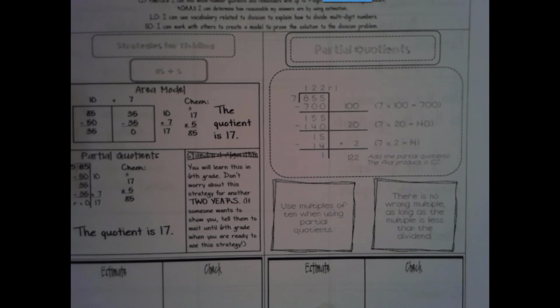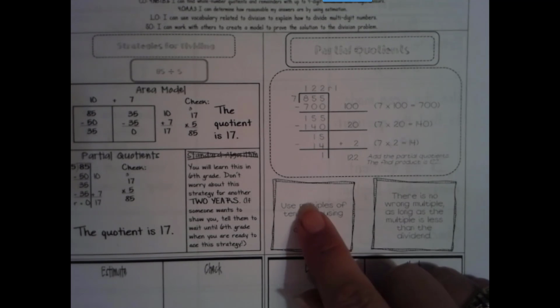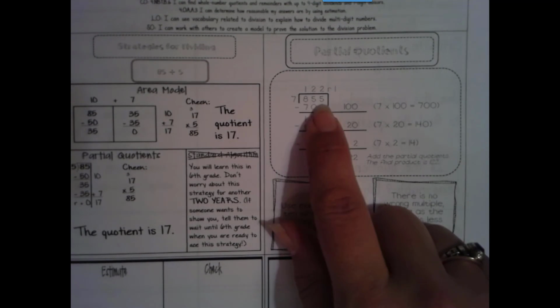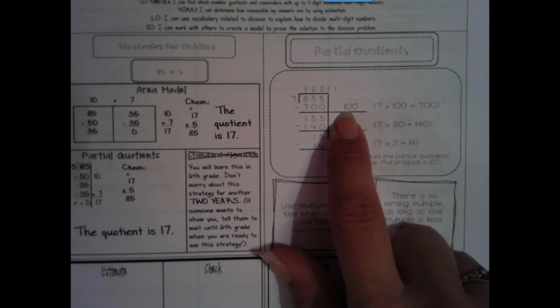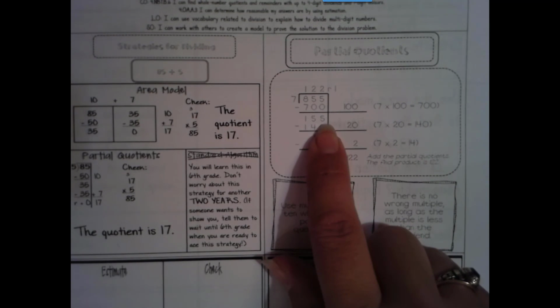Okay, so here's another way of looking at the partial quotients. Sometimes it's called hangman because it looks like that word game with the hangman. So here we're doing 855 divided by 7. So 100 groups of 7. Well, 7 times 100 is 700. That's what we're going to take out. We're taking out 100 groups of 7. When we subtract, we get 155.